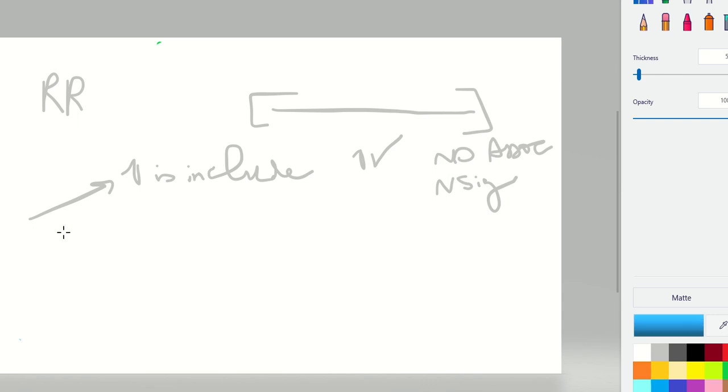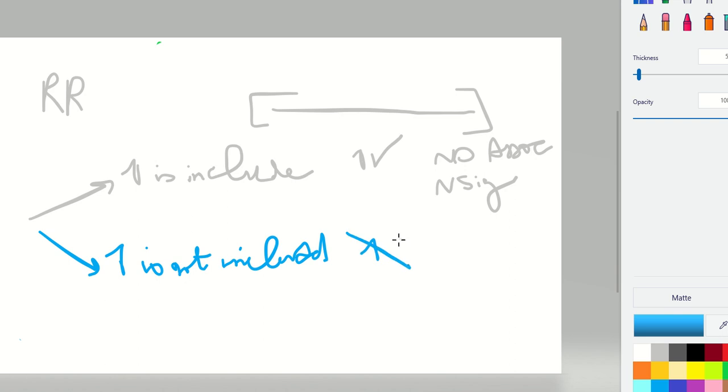However, if 1 is not included, therefore value 1 is not accepted, therefore value 1 is rejected, and therefore you say that there is an association and the results are significant. Okay?